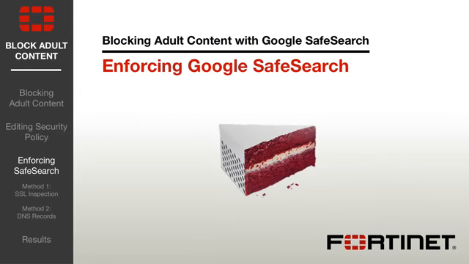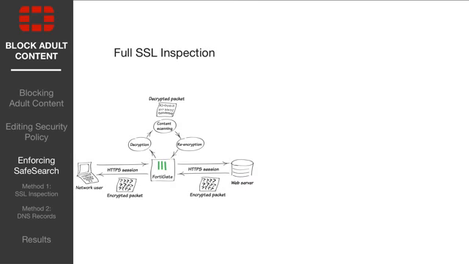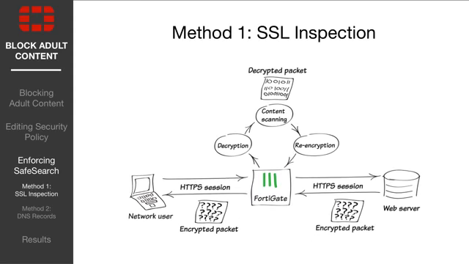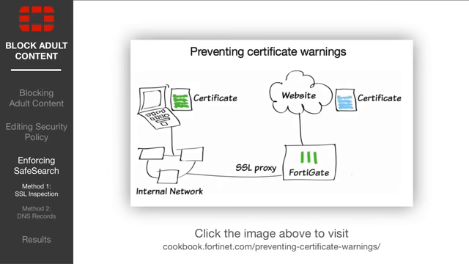There are two methods that can be used to enforce Google Safe Search for all traffic: using full SSL inspection so that encrypted traffic is fully inspected, or changing the DNS records to send search traffic to forcesafesearch.google.com. Using the full SSL inspection method, your FortiGate decrypts, examines, and then re-encrypts HTTPS traffic to apply security scanning. Using full inspection may cause certificate errors. For information about avoiding these, check out the recipe Preventing Certificate Warnings.